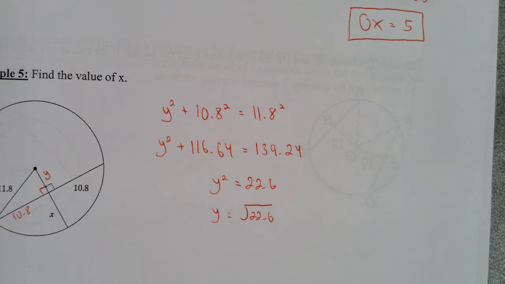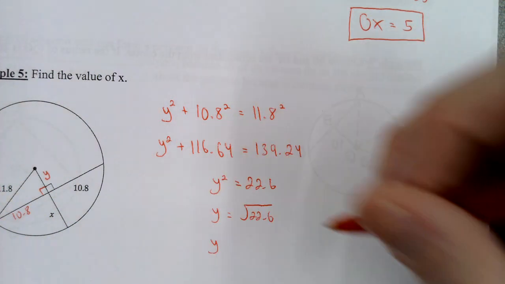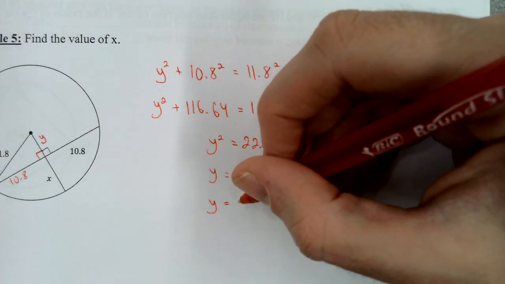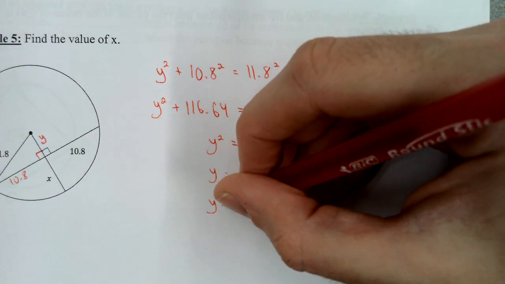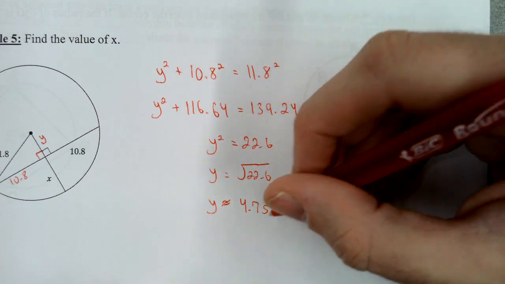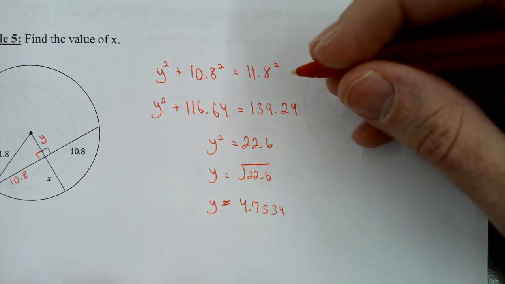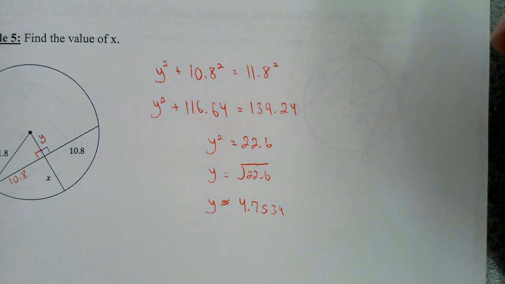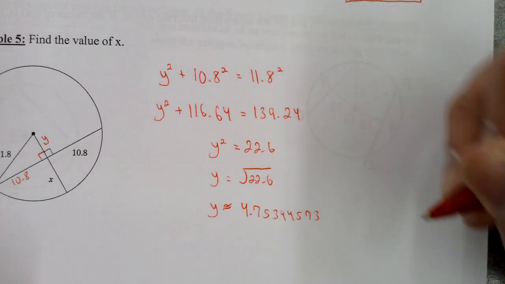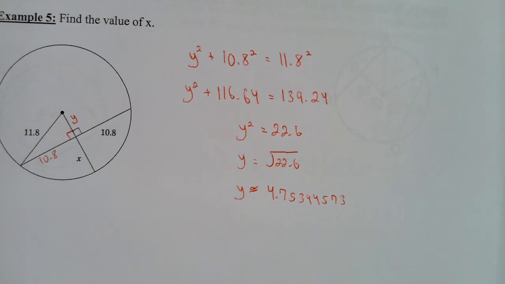You know what I'm doing? I'm just going to write everything for right now. I'll round at the end. 4.75394573. Now that's y, that's great, but that's not the final answer.